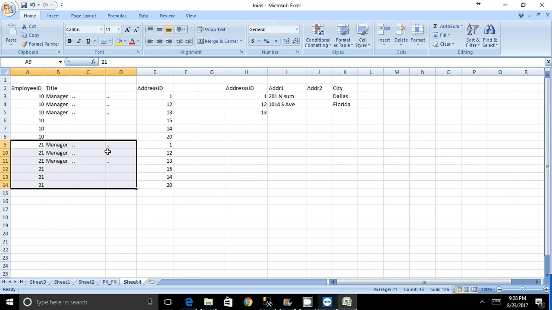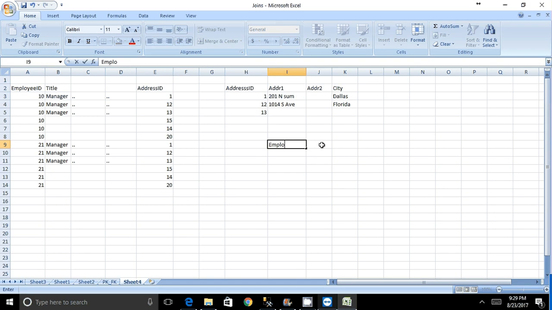When you have a many-to-many relationship, your table can grow very huge, because all you're trying to do is put a many-to-many relationship in one table. So when you have a many-to-many relationship, you create a separate table that contains the employee ID and the address ID, and you put the relationship between employee ID and address ID in this table. So how do you put it?